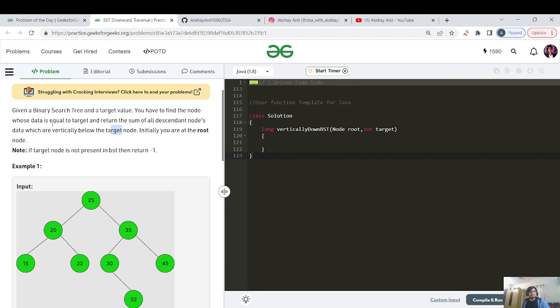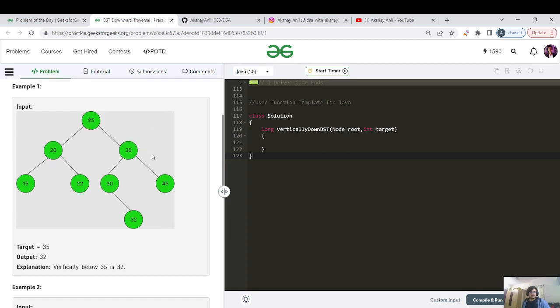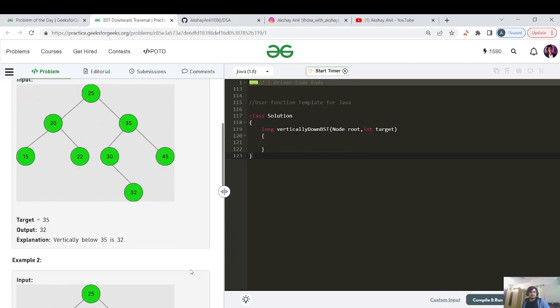So, given a binary search tree and a target value, you have to find the node whose data is equal to the target, and return the sum of its descendant nodes which are just vertically below the target node. Initially you are at the root node. If the target node is not present in the BST, then return -1. So let us dry run the first and second test case, to see what it is exactly saying.